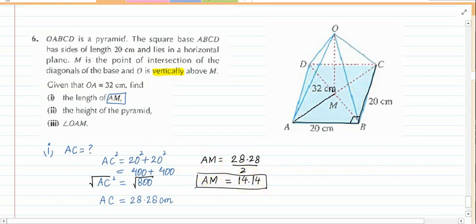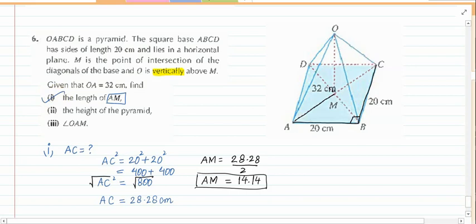Now I have a question for you guys. If instead of ABCD being a square, it is a rectangle, and the question is the same, find the value of AM, should I opt for the same method, find the value of AC and then divide it by 2? So I need your answer on this. What do you think, how do we find the value of AM if it is a rectangle, not a square? So that is your home task.